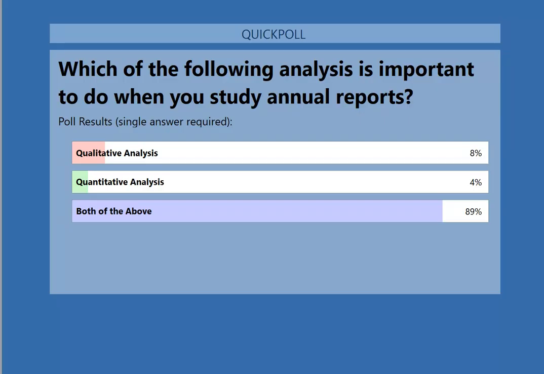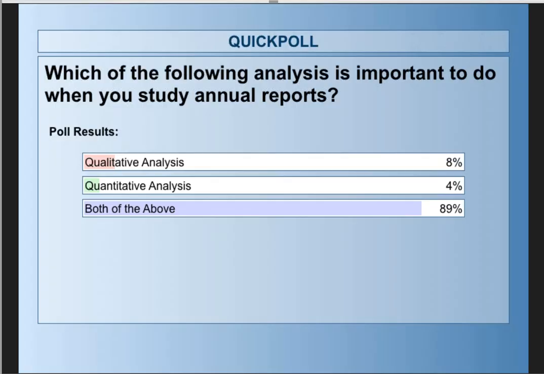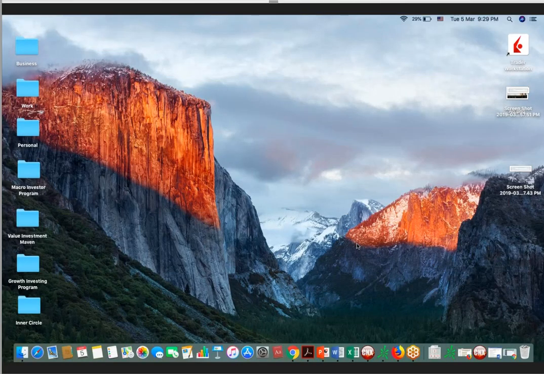All right, let me share with you the answer. 89% of you picked both of the above, 8% of you picked qualitative, and 4% of you picked quantitative. So 89% of you are correct. It's both of the above. Both qualitative and quantitative are important when you study. I want to see 100% correct answers. Do we still have a chance for another question? The next question, I must see 100%. That's the benchmark. But anyway, let's go back to our slide.